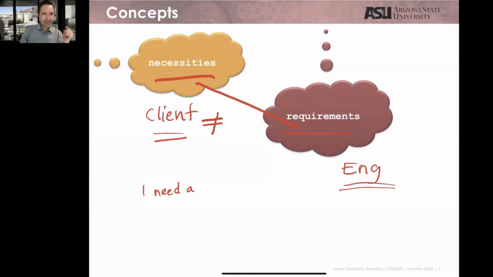Well, they are going to be equally important. What I need should be your requirements, but something is going to be different. Let me tell you this. I want you to do a project at the end of the semester, and I want you to do the most beautiful piece of software that you can do. Is that a necessity or a requirement?